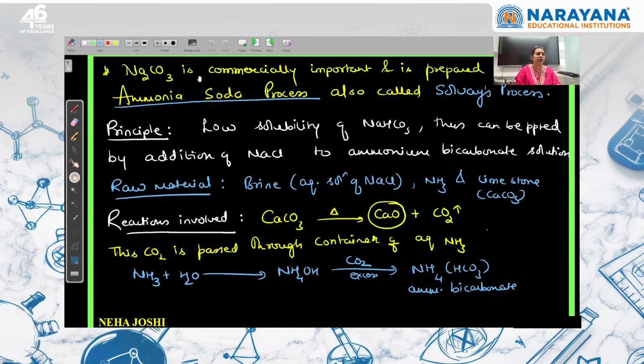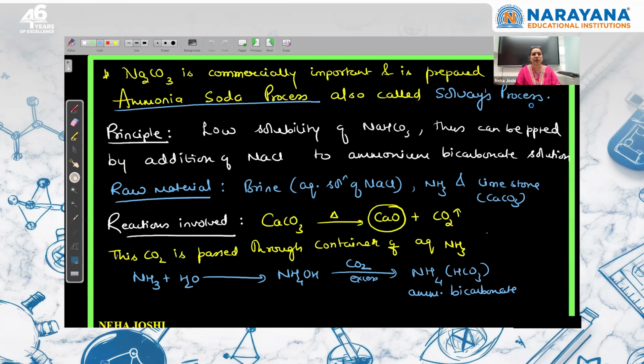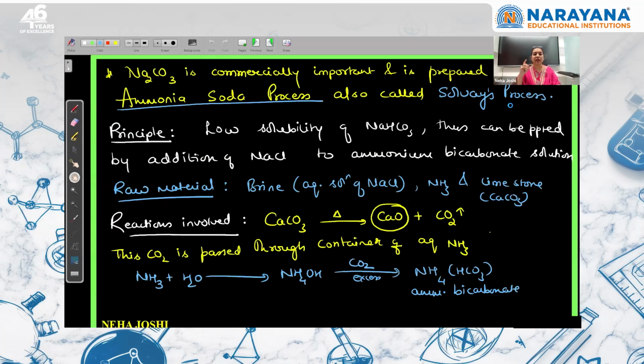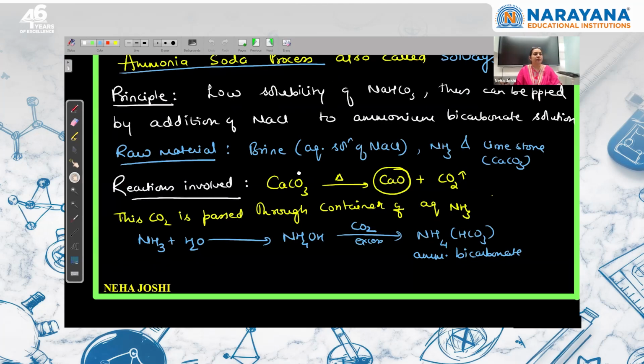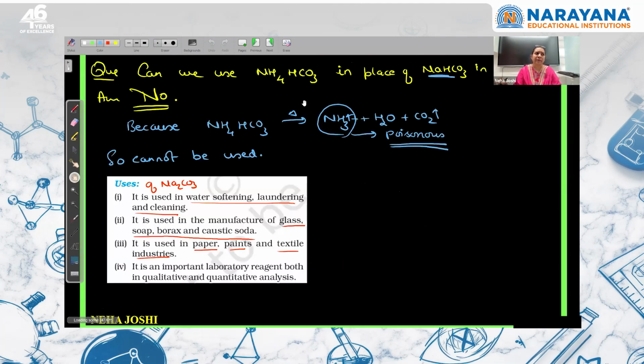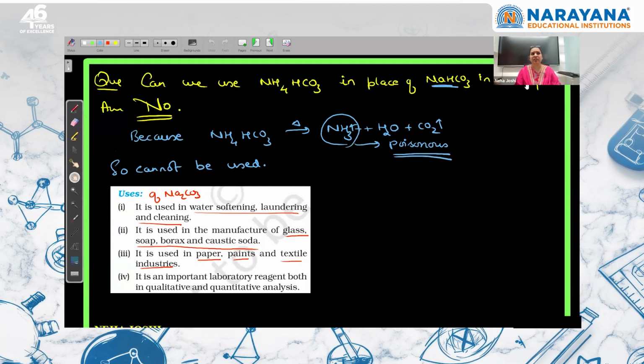Na2CO3.10H2O is industrially prepared by Solvay's process. Raw materials: ammonia, and you can have limestone. Limestone is ultimately giving us CaO and CO2. Okay? Moving forward. Can we use ammonium bicarbonate in place of NaHCO3 in baking soda? Answer is no. Because this ammonium bicarbonate on heating will give ammonia, which is poisonous.